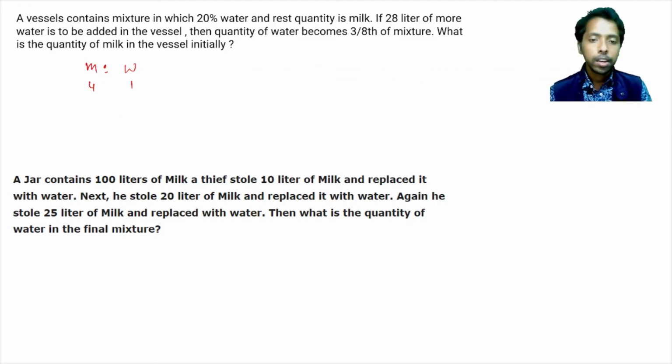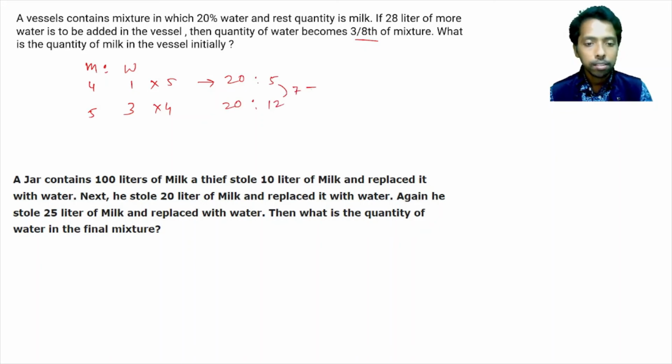Okay, if 28 liter more water is added, then the quantity of water becomes 3 by 8. So total is 8, water is 3, that means milk is 5. Now the milk is not getting changed but the water is. So this is 20:5, this becomes 20:12. So 7 units are getting added, and 7 units is equivalent to 28 liters of water being added. So 1 unit is 4 liters, right? It's asking about the quantity of milk in the vessel initially, that is 20 into 4, that is 80 liters. This is the milk part, right?